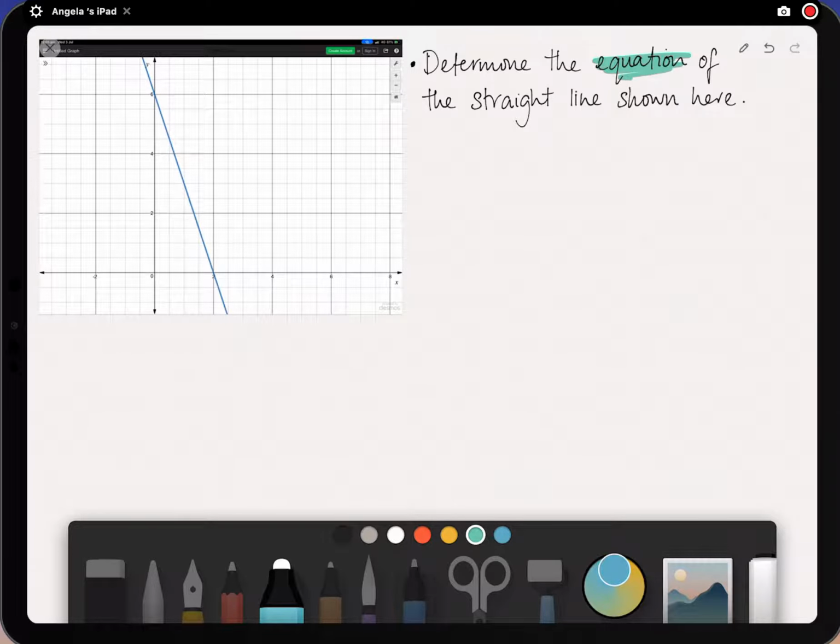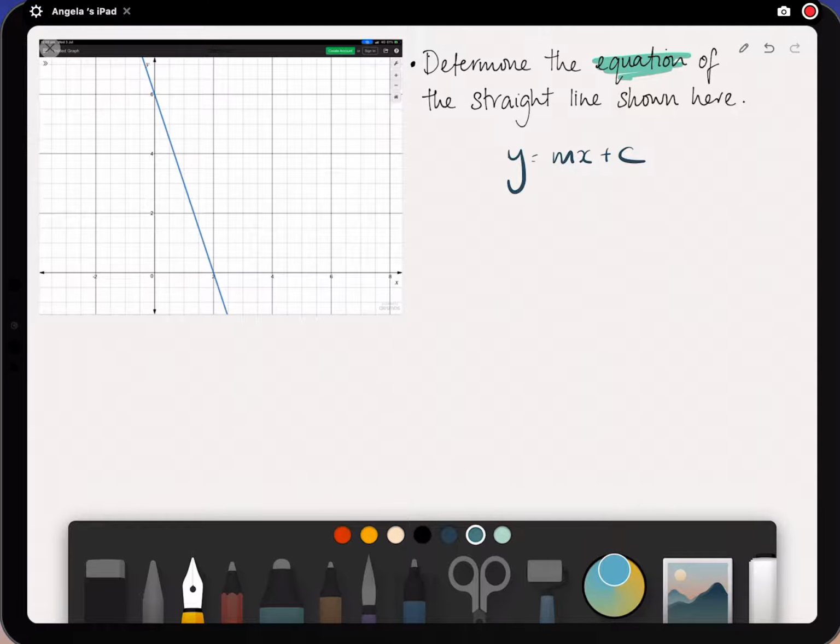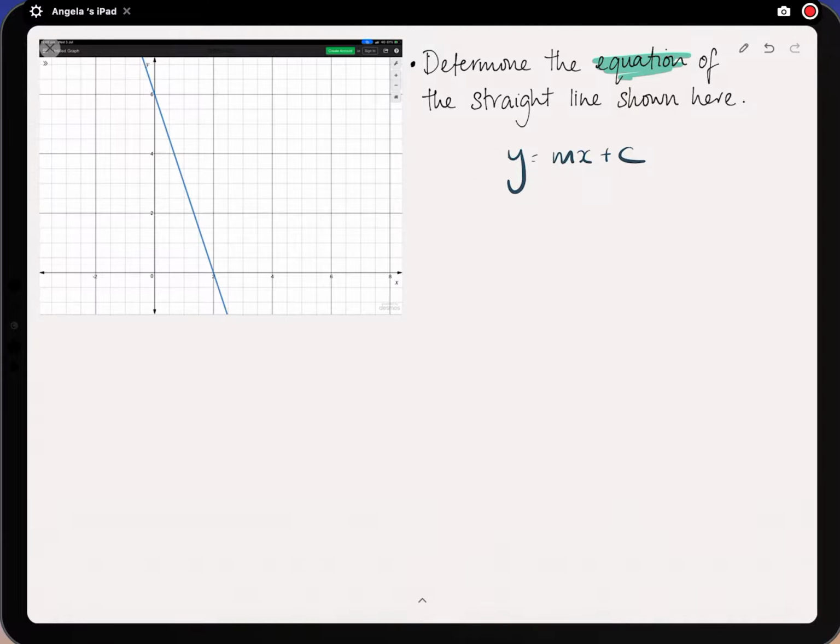So obviously what we need to be thinking is, well, what's the general equation for a straight line? So remember, it's y equals mx plus c. So if we break this down again into its elements, we know that c here is our y-intercept. We know m here is our gradient.